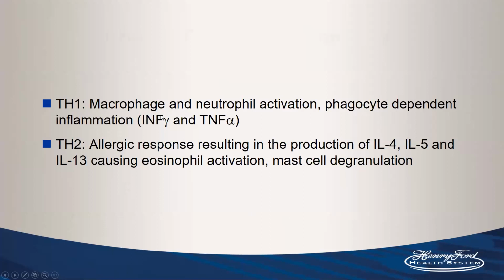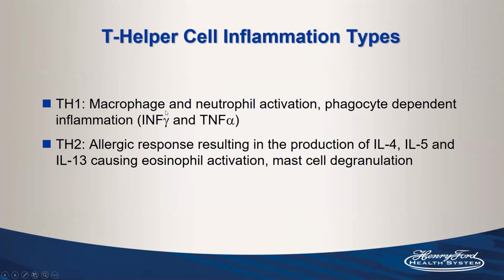Just a touchback on immunology, if you can remember. T helper 1 is macrophage neutrophil, phagocyte-dependent inflammation. T helper 2 is allergic response resulting in production of interleukins 4, 5, and 13. Those have a really major role in asthma.